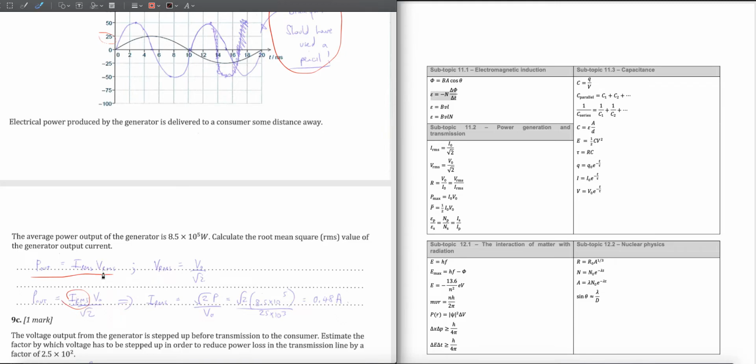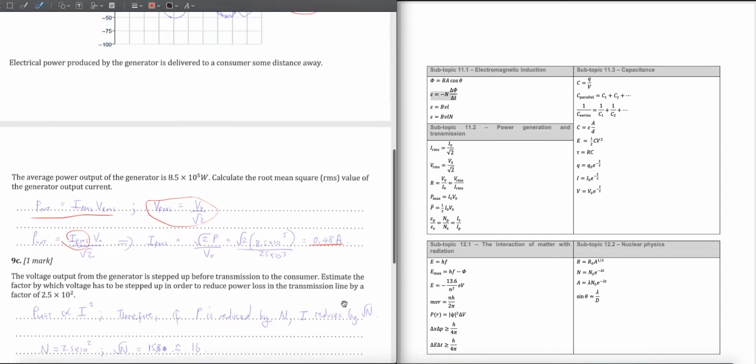We can substitute our V RMS by the peak divided by root 2, and simply rearrange. We'll bring the root 2 up, we'll bring the V0 down, and we end up with the RMS current being root 2 times P divided by V0, which comes out with a value of 0.48 amps.